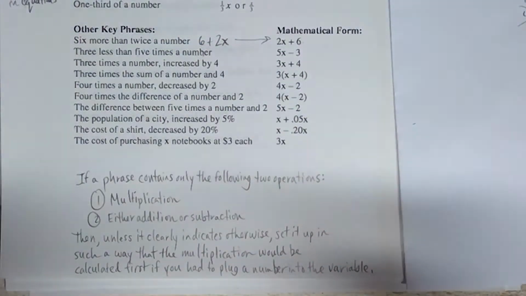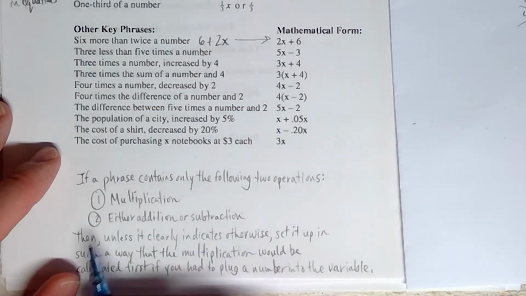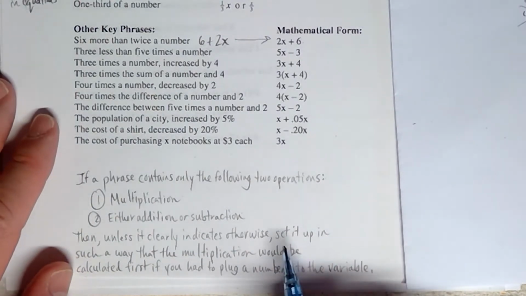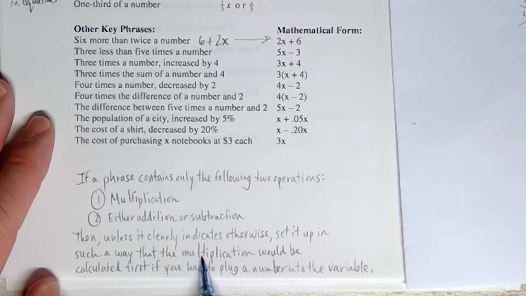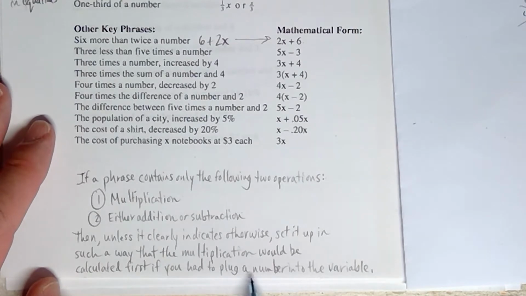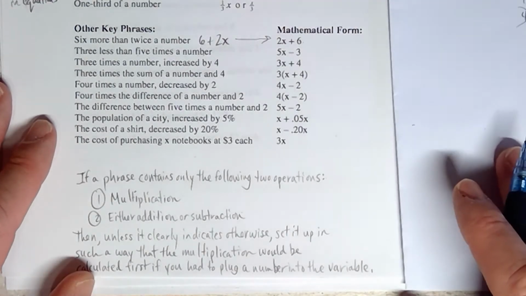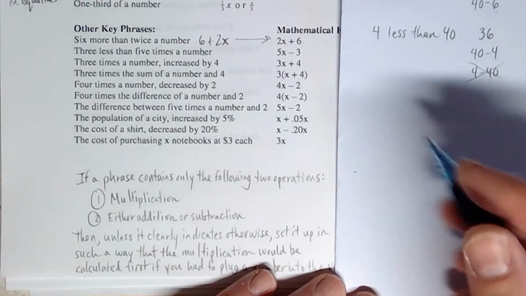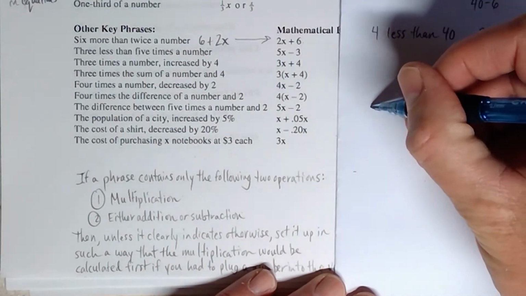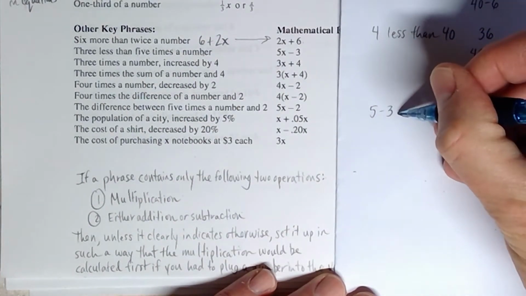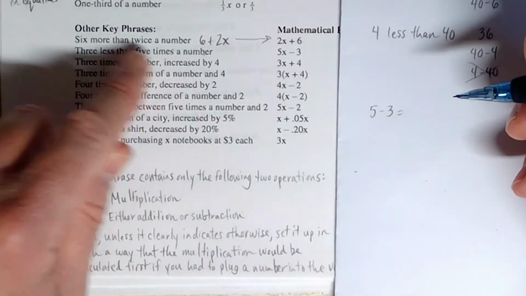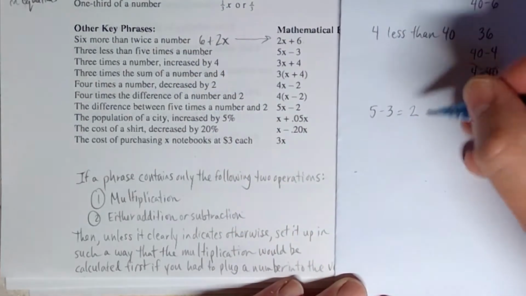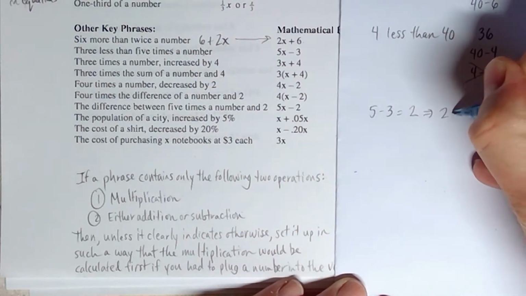Okay, in one of those situations, you guys, unless it clearly indicates otherwise, and I'll show you when it does coming up, you need to set it up in such a way that the multiplication would be calculated first if you had to plug a number into the variable. Let me show you what I mean by that. Normally we would have 2 different possibilities here. We would either do 3 less than 5 first, and we know that 3 less than 5 means 5 minus 3, because less than means you reverse the 2 things that are being subtracted. And then it says times a number. So then we would take that answer, 2, and we would multiply it by x.